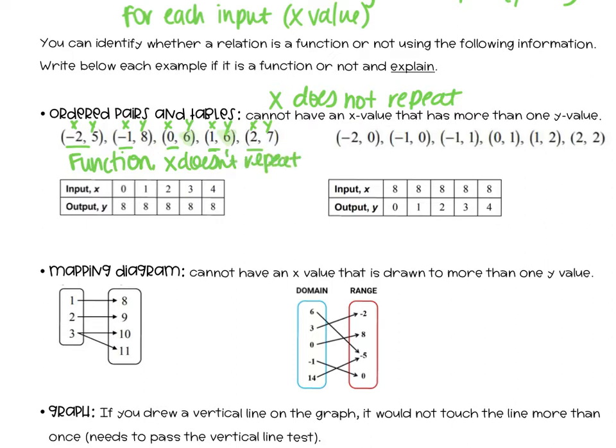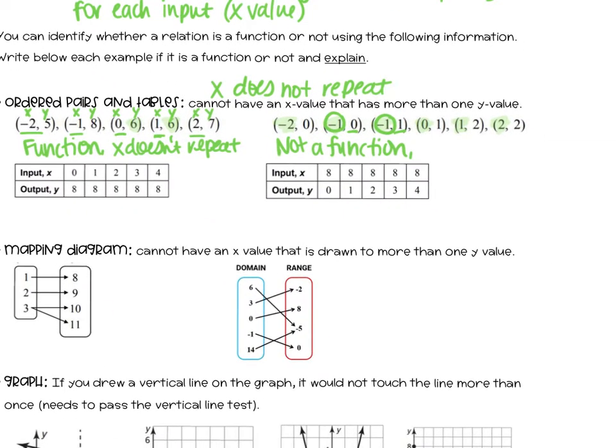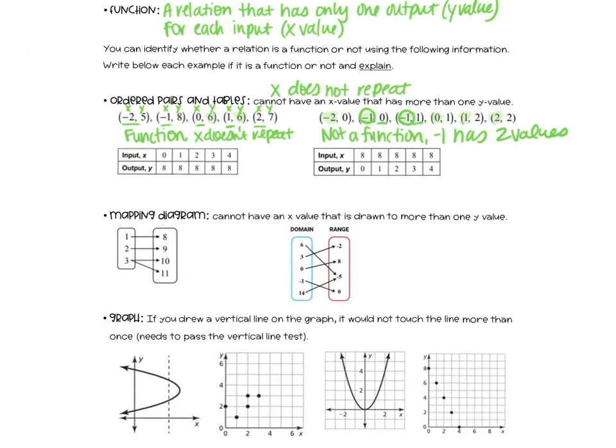Okay, so go ahead and take a pause and you try the second one here, this set. Okay, hopefully you're checking your answer. So I went ahead and highlighted the x values. And most importantly here, I see that -1 repeats because it has an output or y value of 0 and then an output or y value of 1. So remember, each x cannot have more than one y value. So this one does, and you could say not a function, -1 has 2 y values. You could say -1 repeats, etc.